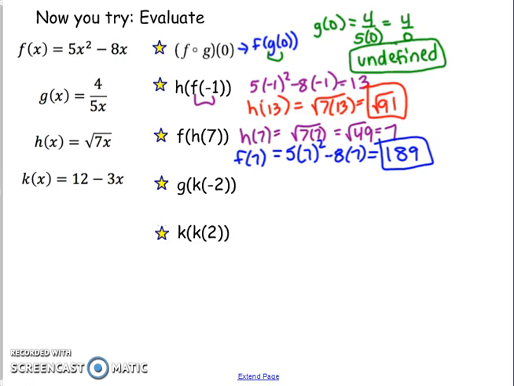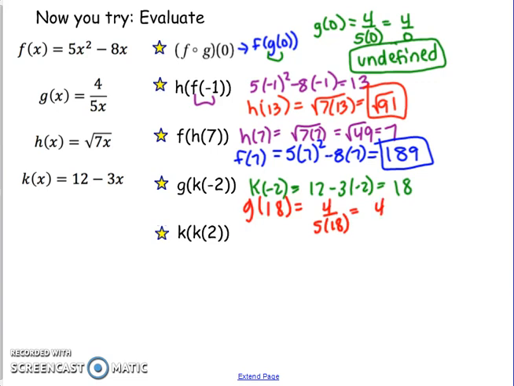g of k of negative 2. First we do k of negative 2: 12 minus 3 times negative 2, which is going to give us 18. And then we're going to do g of 18. So 4 over 5 times 18 equals 4 over 90, which we can reduce to 2 over 45.